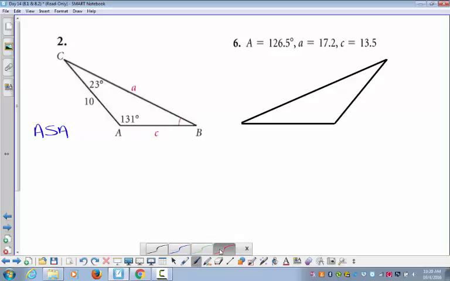Alright, let's go ahead and find angle A first, or angle B first. Let's find the angle that's unknown with the two angles that were given. That's simple enough, just a subtraction problem. And what do we get for that? That's 154, so 26 degrees.